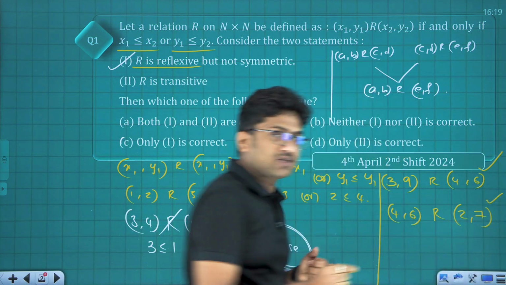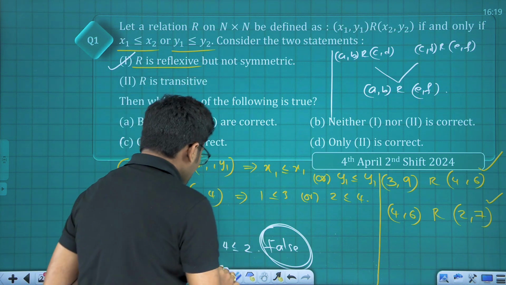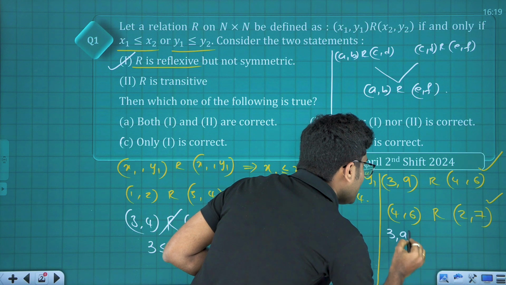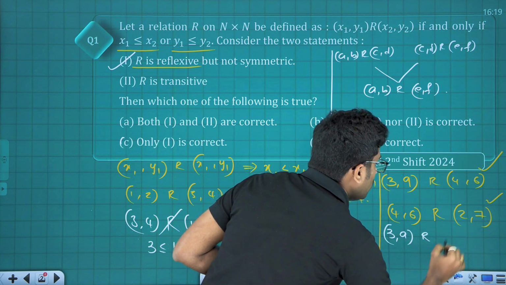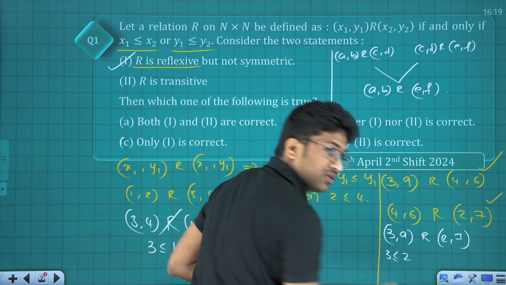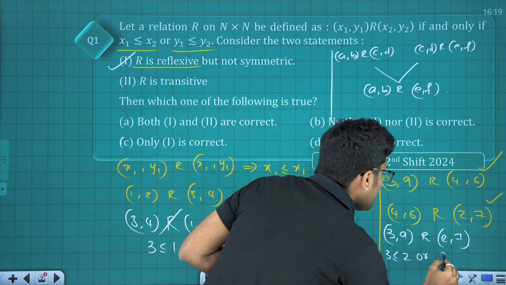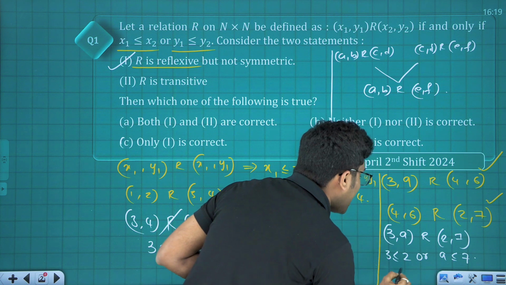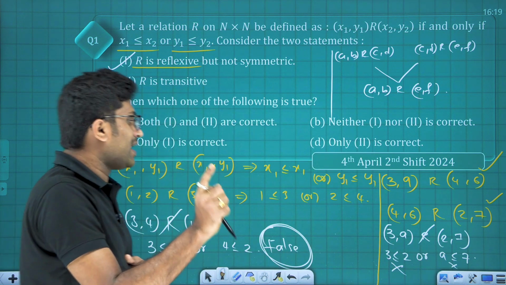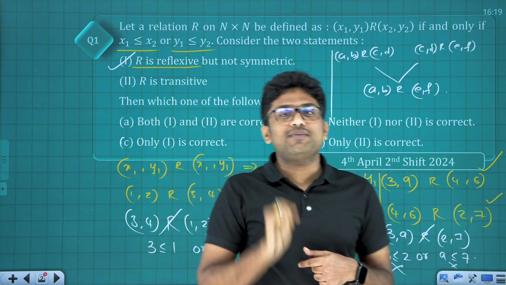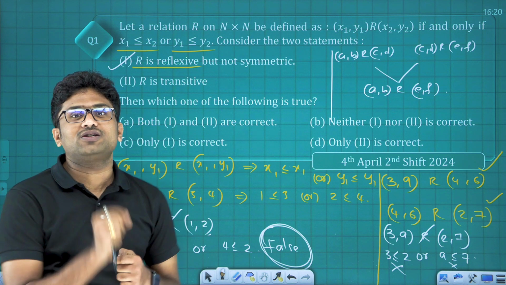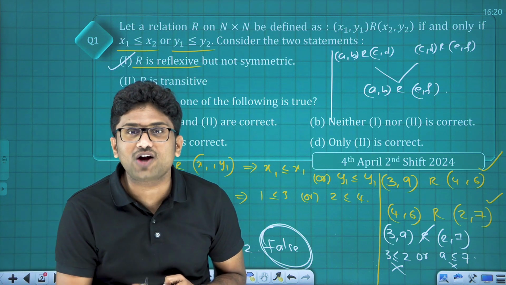These two ordered pairs are also in relation. Now, to check whether it is transitive, we have to check whether 3, 9 is related to 2, 7 or not. See, 3 is less than or equal to 2, which is false, or 9 is less than or equal to 7. Both are false. So 3, 9 is not related to 2, 7. So clearly it is not transitive.